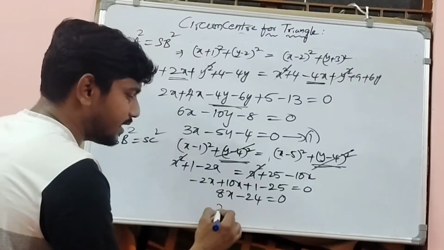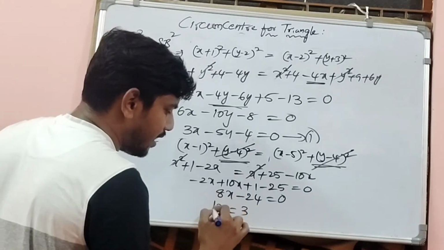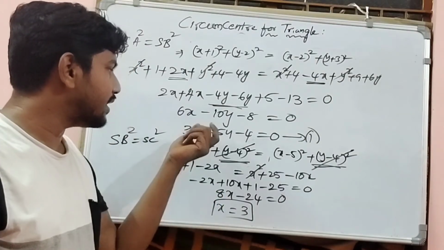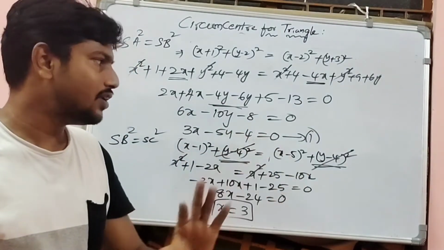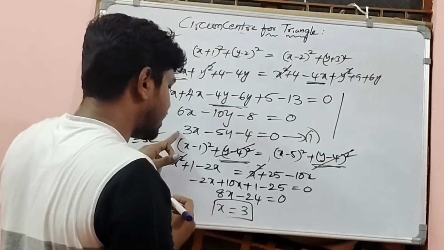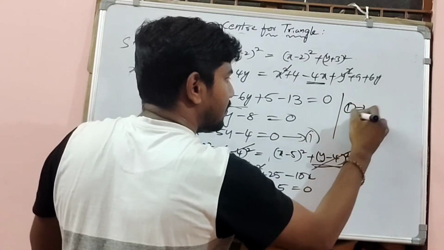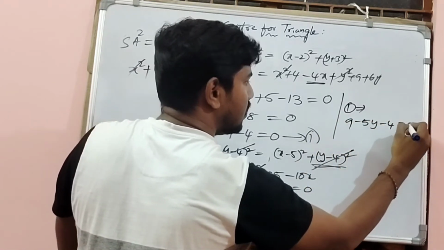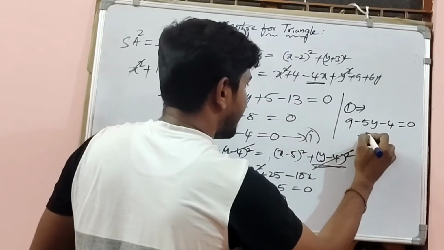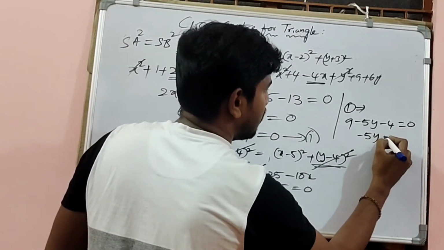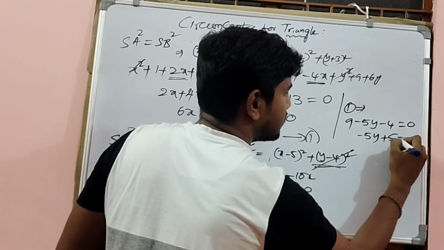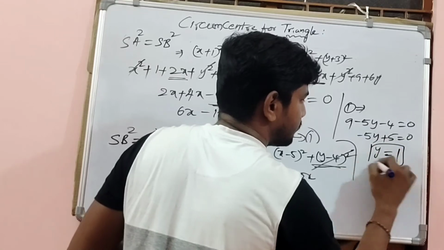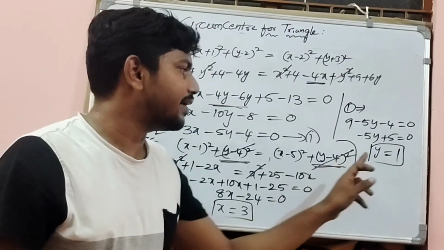So from this one we can get x as 3. So x is equal to 3. If I substitute x is equal to 3 in equation number 1, we will get the value of y. So I am doing here, please observe carefully. From equation 1 it implies 3 3s are 9 minus 5 times y minus 4 is equal to 0. So minus 5y and the difference is plus 5 is equal to 0. So from this equation we get y is equal to 1. So I can conclude x is equal to 3 and y is equal to 1.